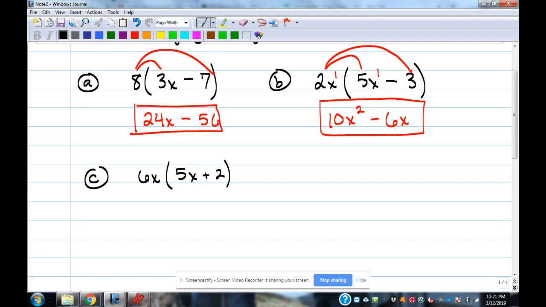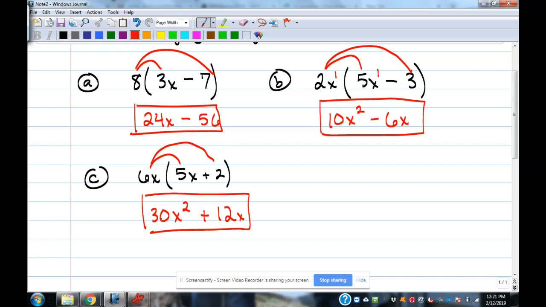So 6x is multiplying to both pieces on the inside. What's 6x times 5x? 30x to the second power, or x squared. And then 6x times the 2. 12x. And it should be a plus or a minus in between those. Why is it plus and not minus? There's no negatives. They're both positive, right? So it's positive times positive, still positive. So that's the plus. Guess what? You're done. All right. Not too bad.